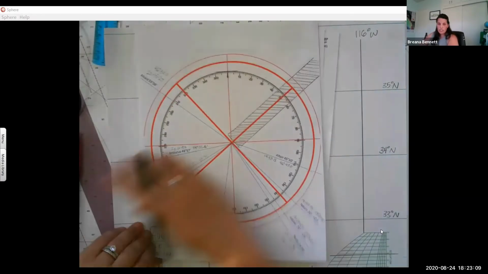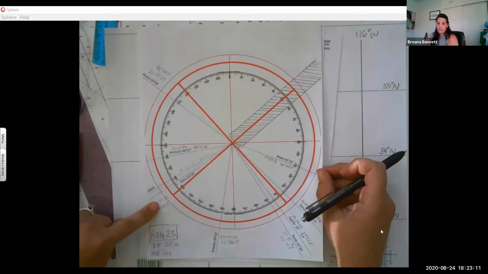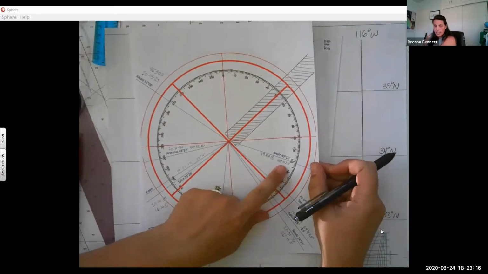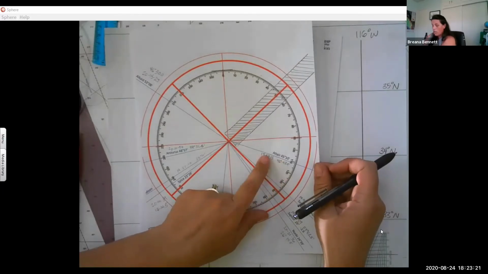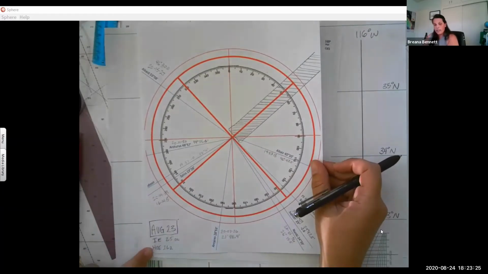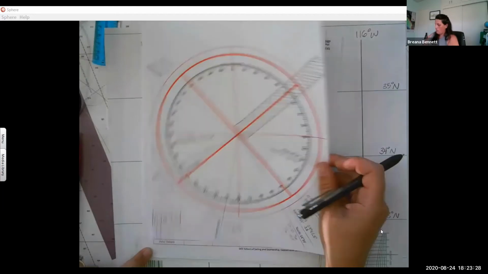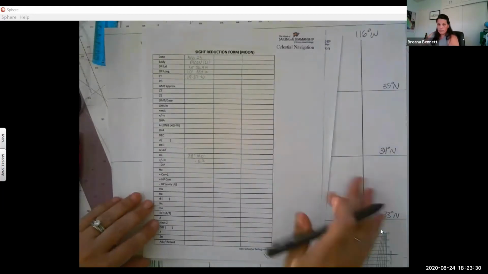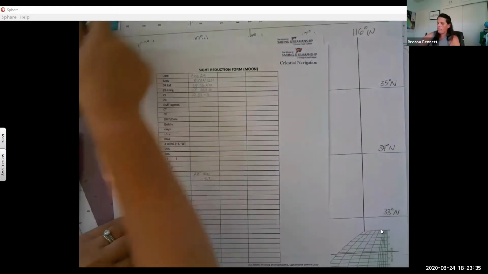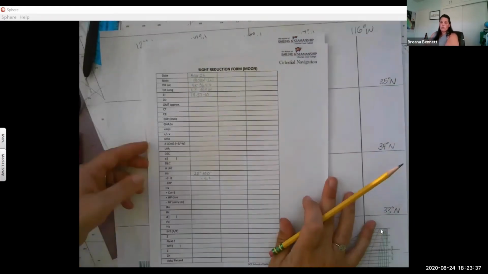Now I'm not going to use this one anymore because I did transfer the information, and it was just the time and the HS I got for each observation, and then I had the index error and the height of eye. Okay, so let's get started. We're going to start with the moon and go all the way. I'm going to zoom in here a little bit.